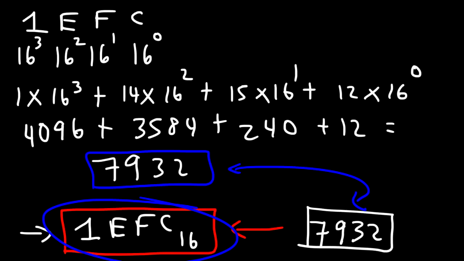And so that's it for this video. Now you know how to convert a binary number into a hexadecimal number. At the same time, you also know how to convert a binary number into a decimal number and also a hexadecimal number into a decimal number.